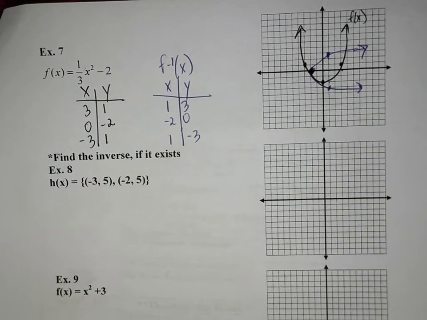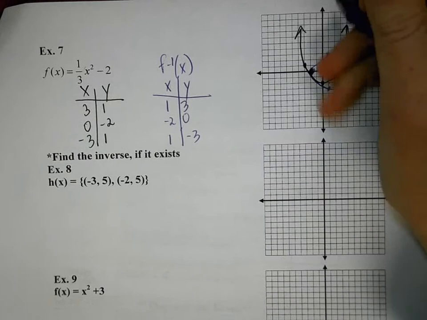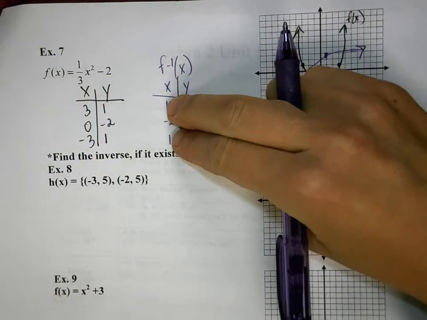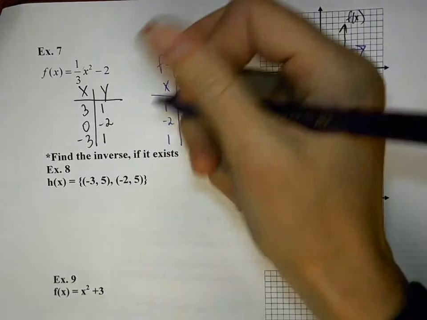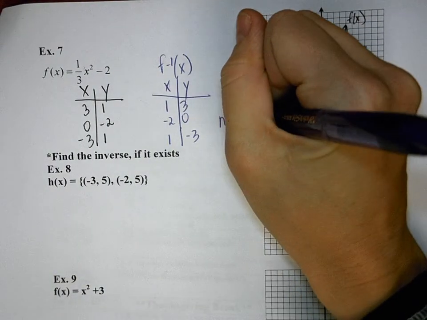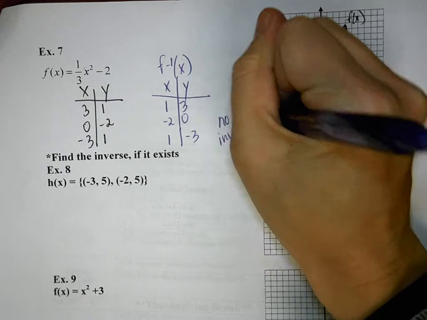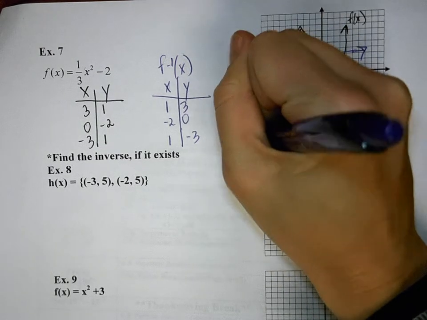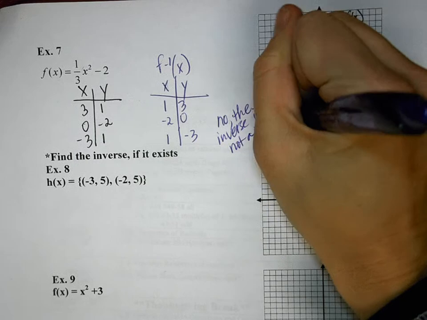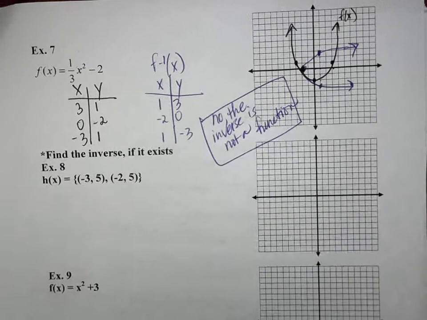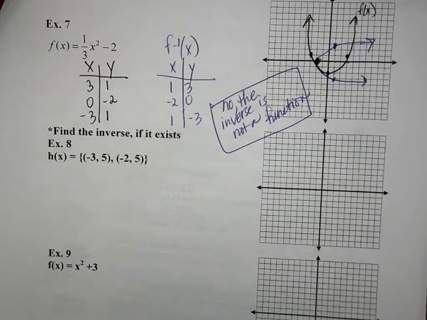The vertical line test can only hit 1 point at a time. And again, if you notice here, my x is repeated, which means it's not going to be a function. So the answer is no. The inverse is not a function. Okay, questions on 7?